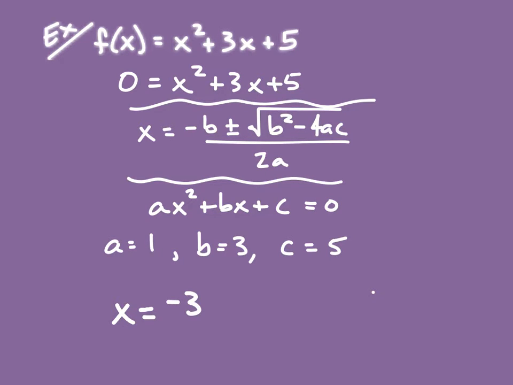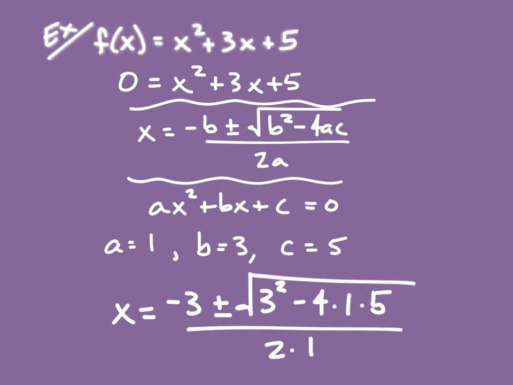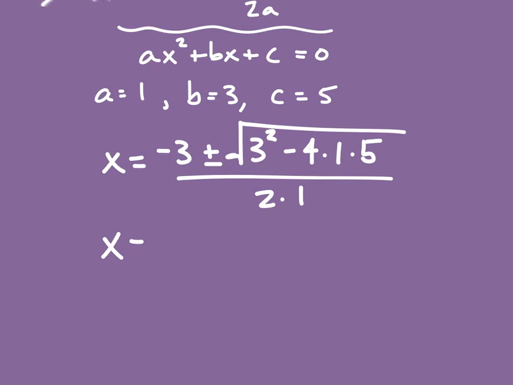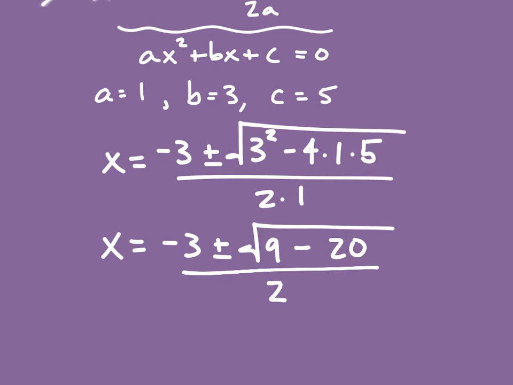Plugging this into the quadratic formula gives us opposite 3 plus or minus the square root of 3 squared minus 4 times 1 times 5, all over 2 times 1. This is what we want to solve, so we just evaluate and follow order of operations. Opposite 3 plus or minus the square root; 3 squared is 9, minus 4 times 1 times 5 is 20, and all over 2 times 1, which is 2.